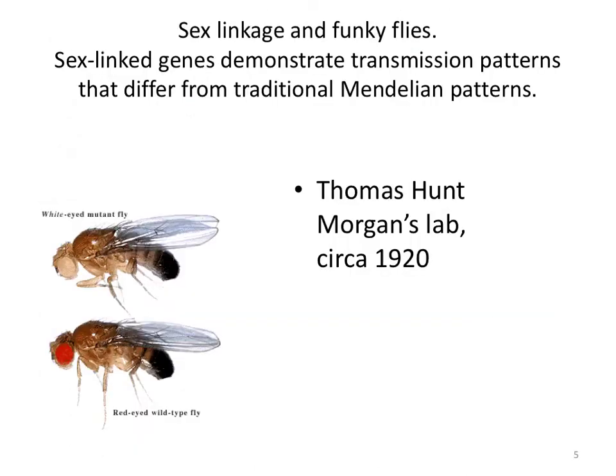Another example or genetic story where we see inheritance that doesn't follow the typical Mendelian patterns that we've discussed earlier is the example of sex linkage. So in order to talk about that, we're going to need to talk about the discovery of sex linkage, which is something that happened primarily in Thomas Hunt Morgan's lab around 1920.